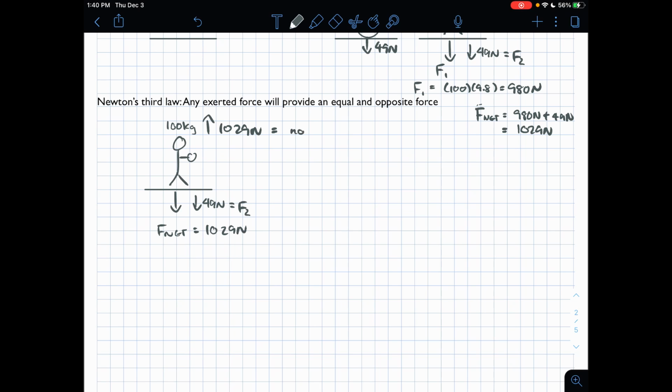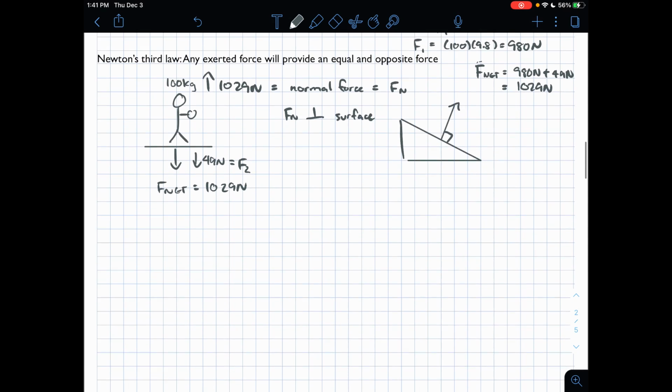This force is called the normal force, and it is denoted with F subscript N, normal force. This force is always going to be perpendicular to the surface you're on, and even if it's a sloped surface, the normal force will always be perpendicular. You won't have to get into this in Physics 11, but you will have to get into this in Physics 12 if you're taking that.